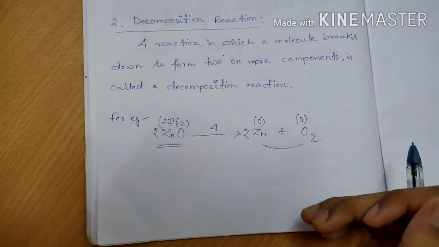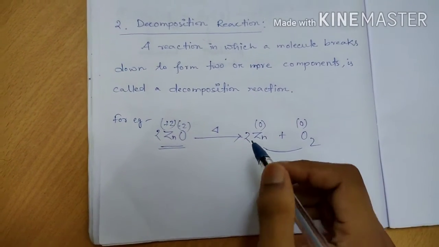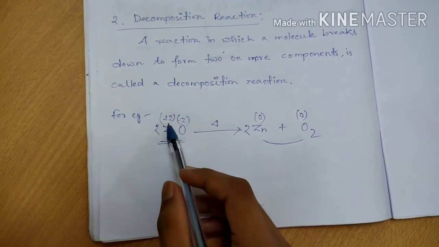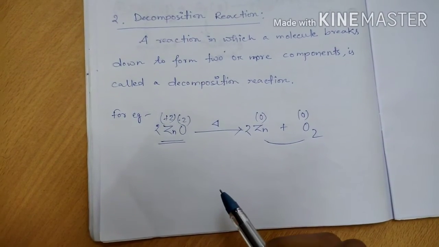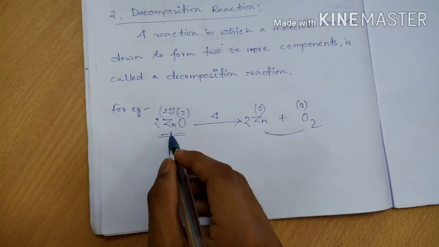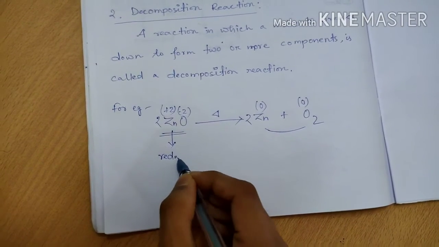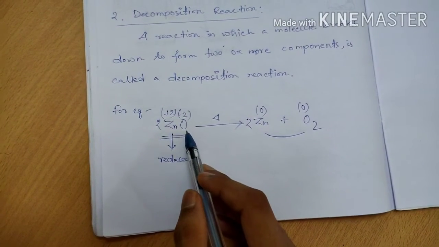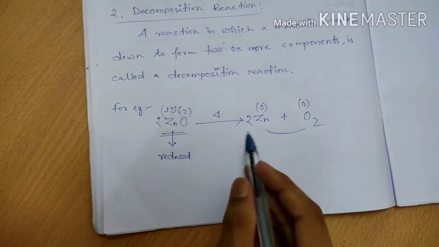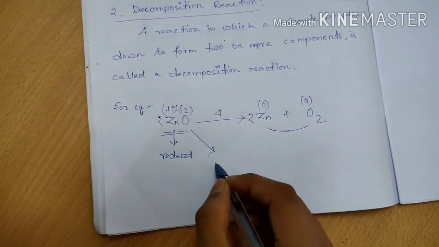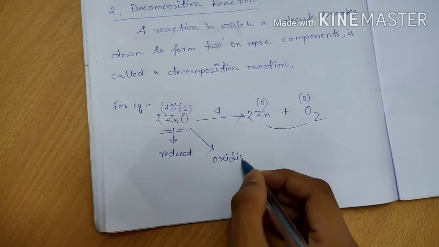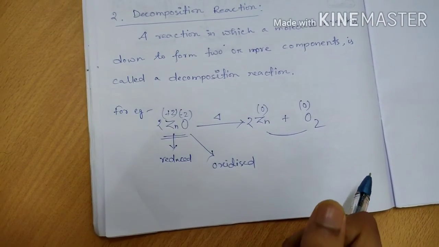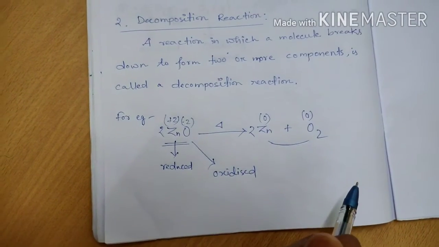Okay, so you see the oxidation number of zinc decreases from +2 to 0. That means zinc is reduced here because its oxidation number decreases, and you see the oxidation number of oxygen increases from -2 to 0. So that's why this oxygen is oxidized. So here also in this reaction, reduction and oxidation take place. That's why this reaction is also a redox reaction.